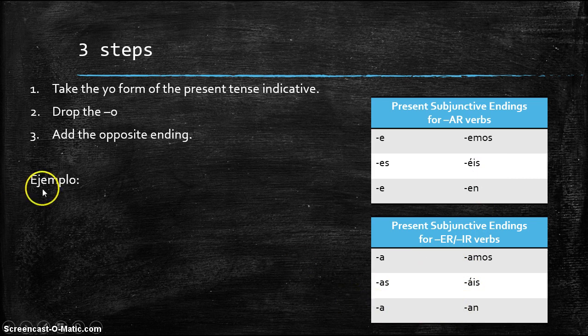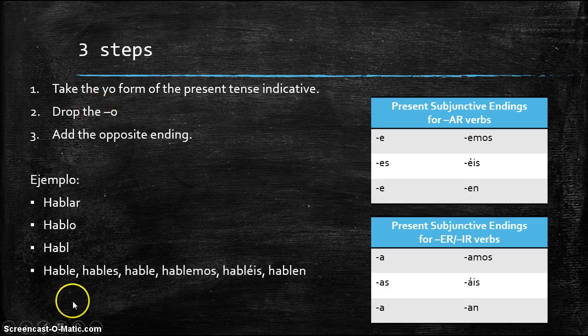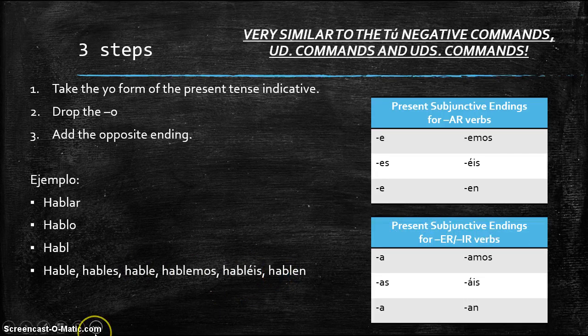An example is, I'll take the verb hablar, which of course means to speak. Take the yo form in the indicative, drop the o, add the opposite endings. So it'd be yo hable, tú hables, él hable, nosotros hablemos, vosotros habléis, ustedes hablen. If this sounds familiar, it's because it is. It's very similar to the negative tú commands, usted commands and ustedes commands.